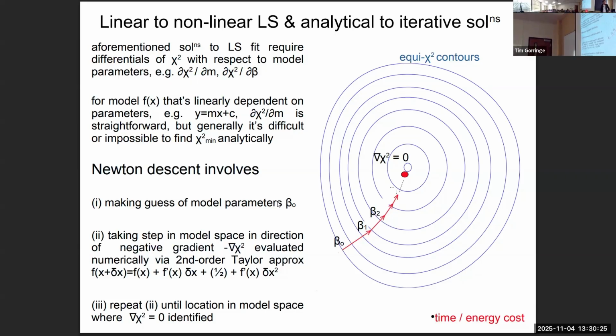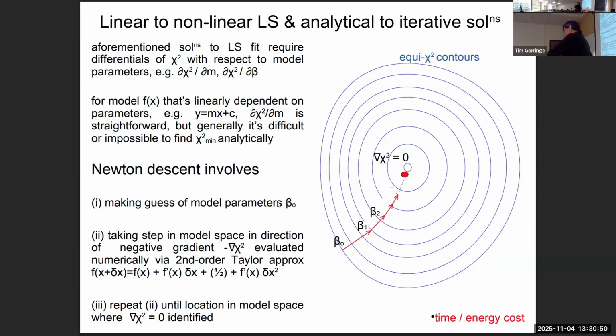Here's one more approach that I put in the slides. This is called Newton descent. So this is just a little more sophisticated case. In the gradient descent, you just use first order Taylor approximation to numerically calculate the slope, and you take a step in the direction of the slope downhill.